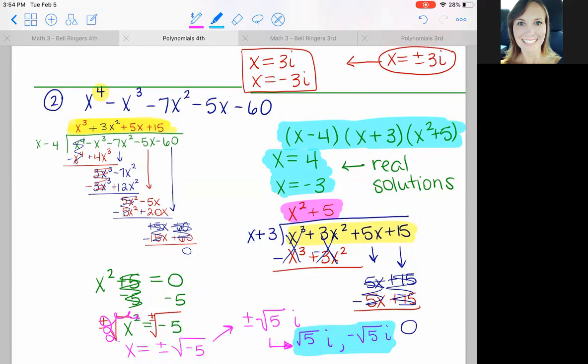So the answers to number 2 are 4, negative 3, square root of 5i, negative square root of 5i, and then the factored form, x minus 4 times x plus 3 times x squared plus 5. So those are your first 2 questions. Watch the next video for the next 2.